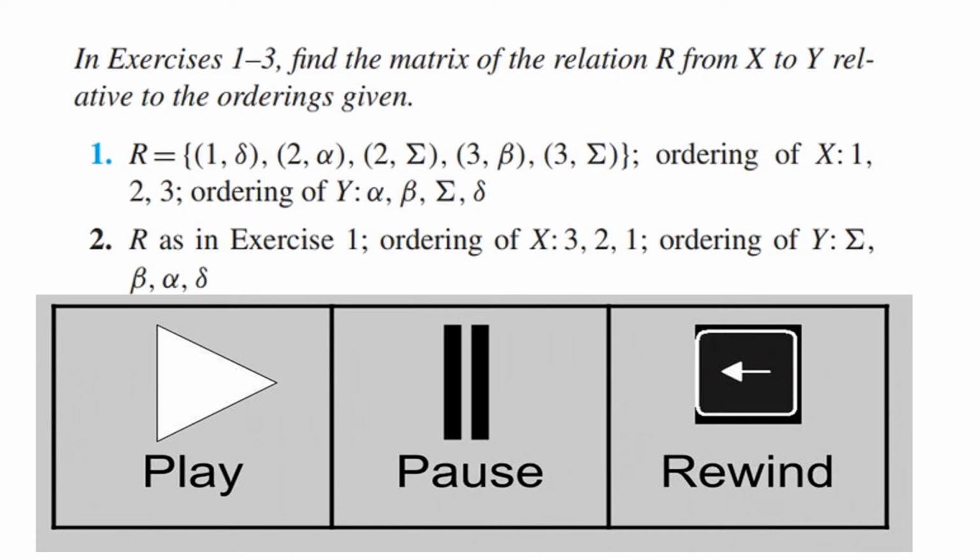All right, so here is an opportunity for us to do a couple of problems. We're given relations R and orderings of a set X and a set Y, and we're supposed to come up with the matrix of the relation. I guess we're doing this for different orderings, and we're going to get two different answers. So you should pause, do the problem, and then come back.